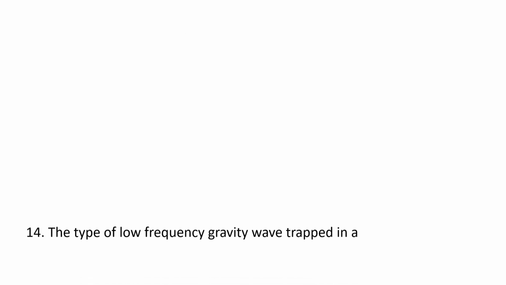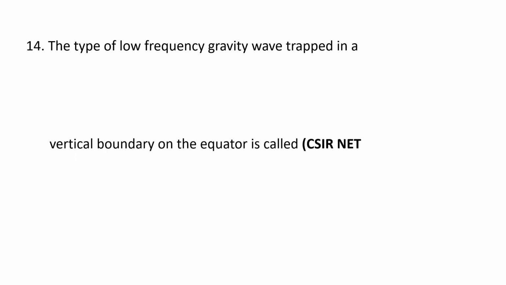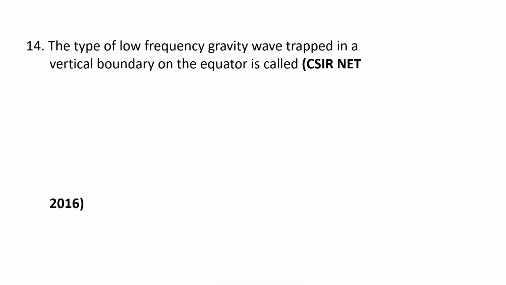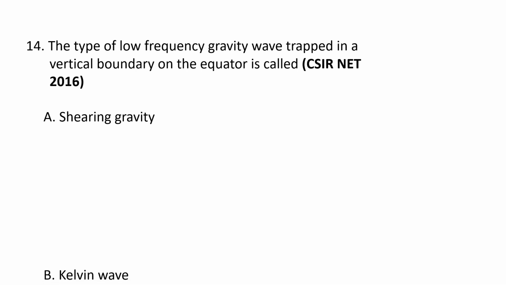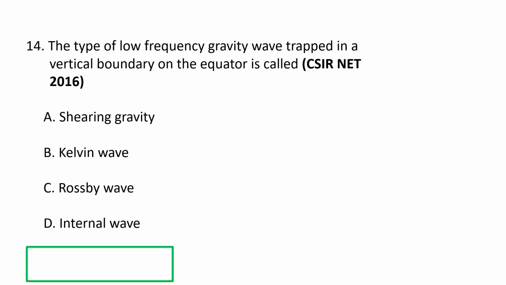Next question. The type of low-frequency gravity wave trapped in a vertical boundary on the equator is called A. Shearing gravity, B. Kelvin wave, C. Rossby wave, and D. Internal wave. The correct option goes as B.